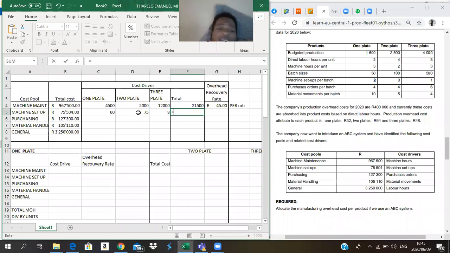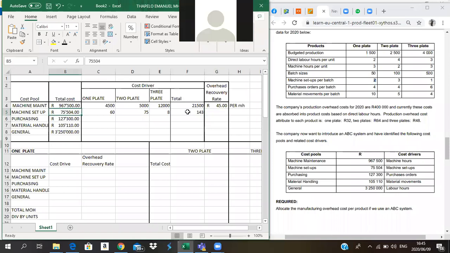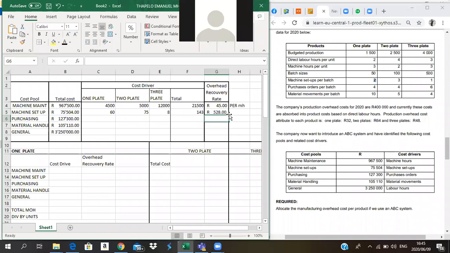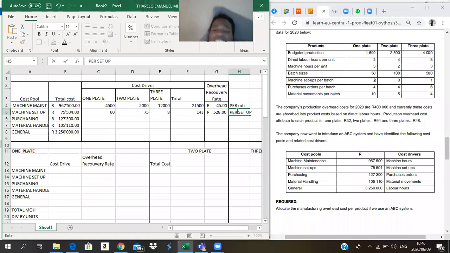Guys, so now to get my total setups here, I'm going to take the 60 plus the 75 plus the 8 there, and I get my total setups to be 143. Now to get my overhead recovery rate, I'm going to take the total cost divided by my total cost driver there, which is going to give me an amount of 528 rands. This is per setup. Do you guys understand that?